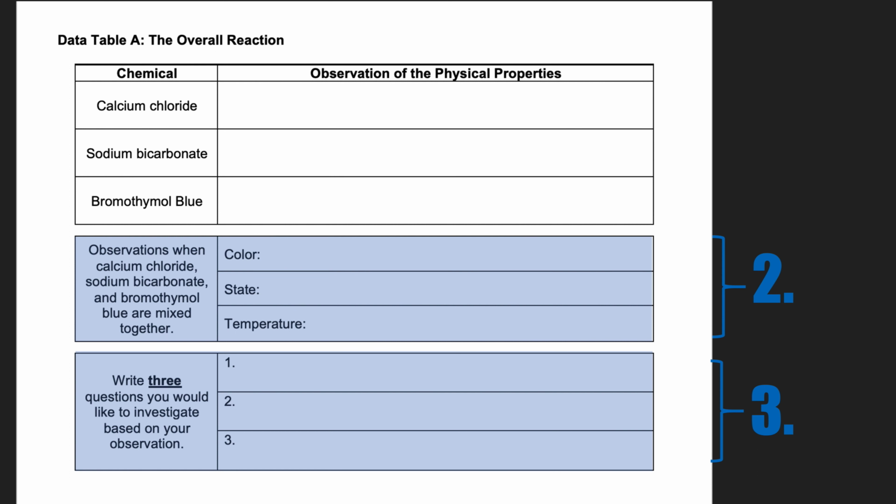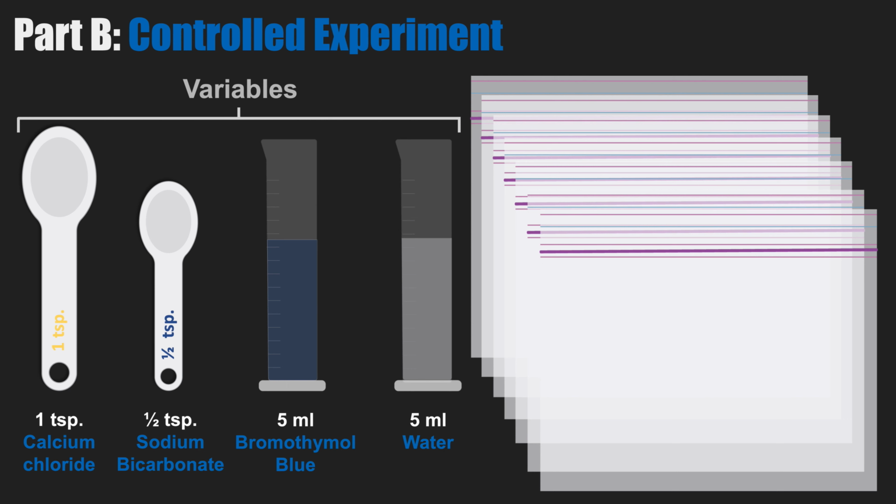Now what we need to do is part B. What we're going to do in part B is perform different controlled experiments where we're going to try to figure out what specifically was causing the changes to occur in part A. So the 4 variables that we're going to look at: 1 teaspoon of calcium chloride, ½ teaspoon of sodium bicarbonate, 5 milliliters of bromothymol blue, and another 4th variable that we need to consider is 5 milliliters of water.